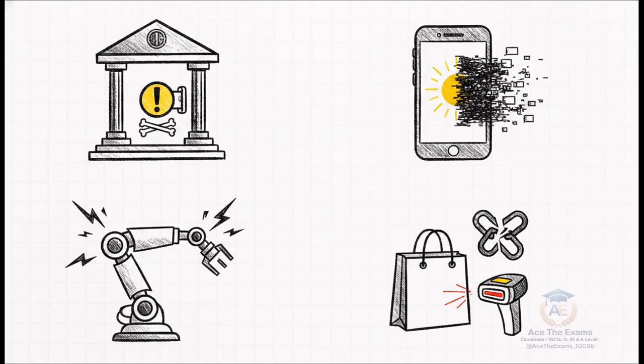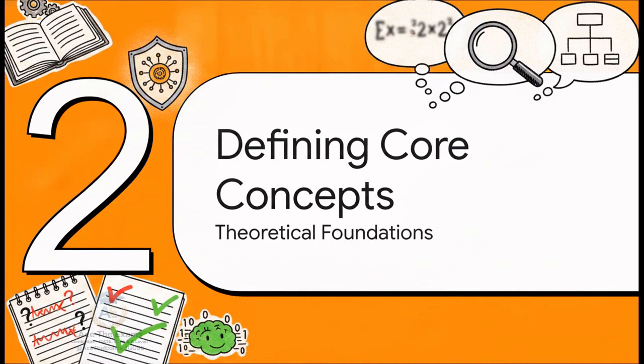Making the terminology meaningful like this is exactly how you unlock the highest grade boundaries. Section 2. Defining core concepts. Now that we have the context, we need to build our theoretical foundations. We need to know exactly what we're looking at.